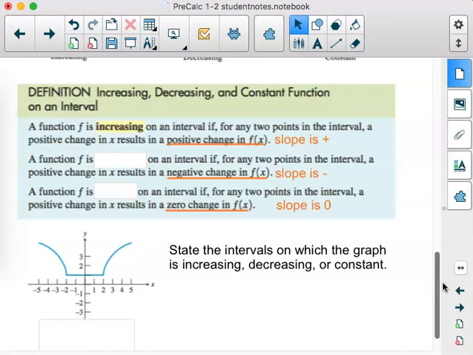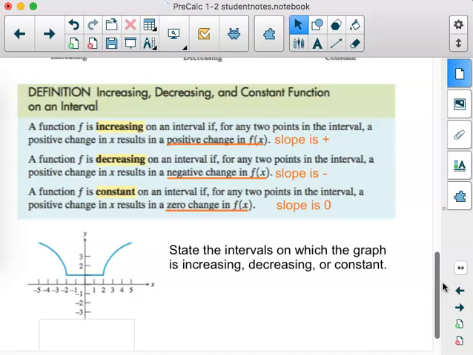So a function f is increasing on an interval if for any 2 points on the interval, you go a little bit further in the x direction, and you're going a little bit further up. That's what it's saying. So a positive change in x results in a positive change in f of x. It has a positive slope. Then a function f is decreasing on an interval if for any 2 points in the interval, a positive change in x results in a negative change in f of x. You go a little bit further to the right, and it goes down a little bit. The slope is negative. And a function f is constant on an interval.